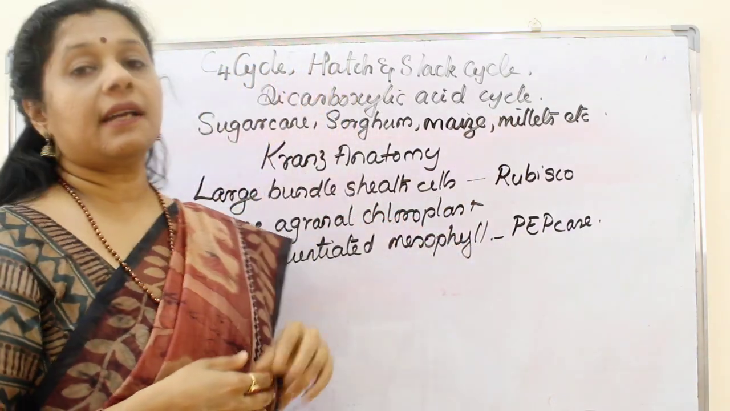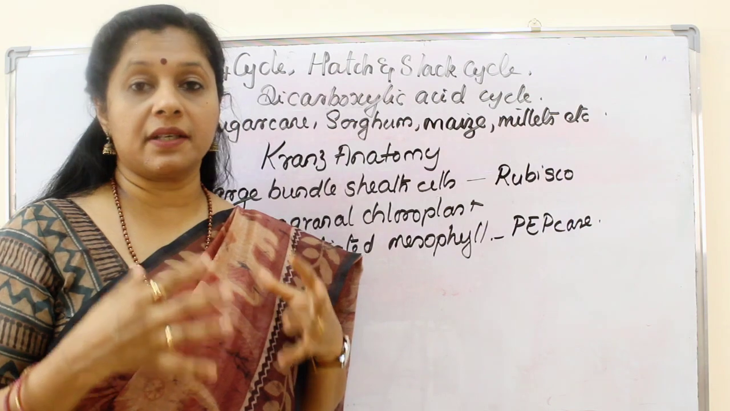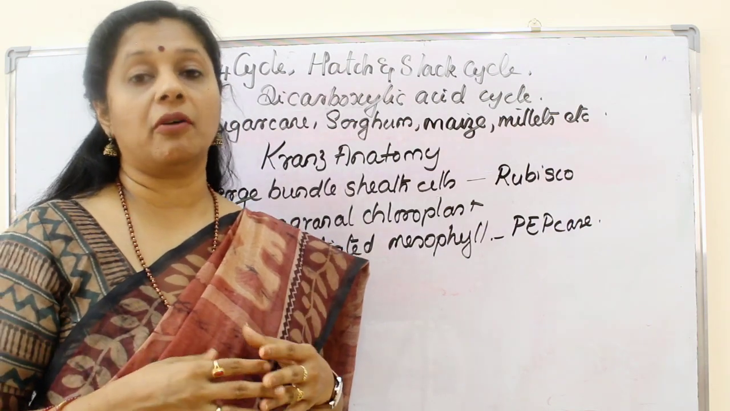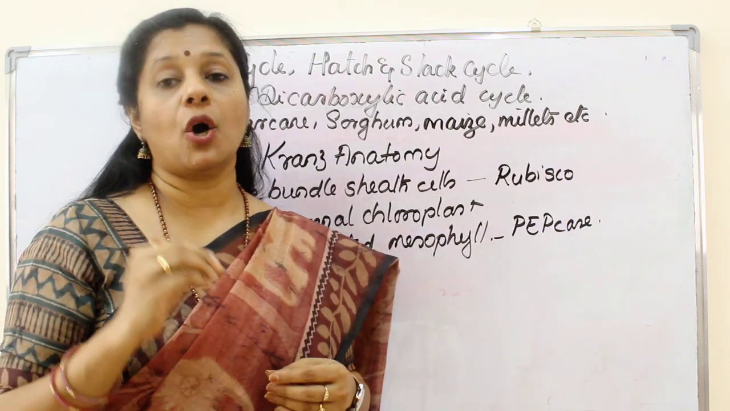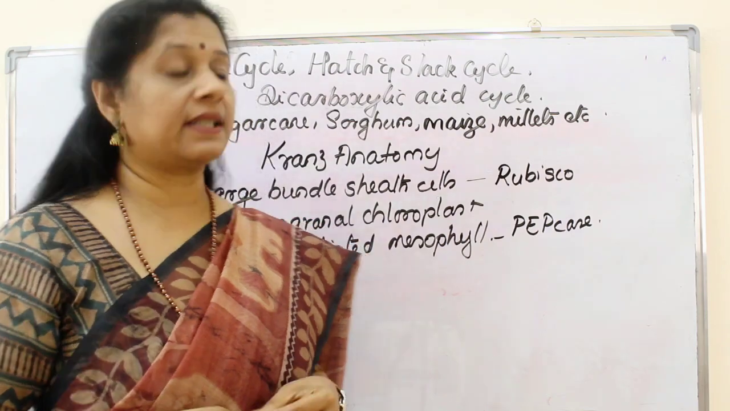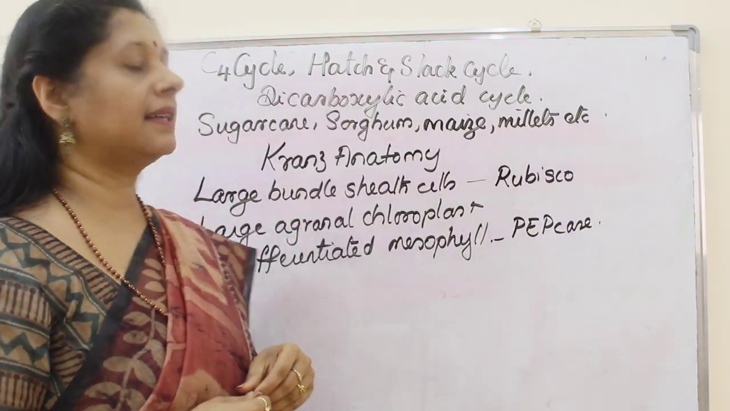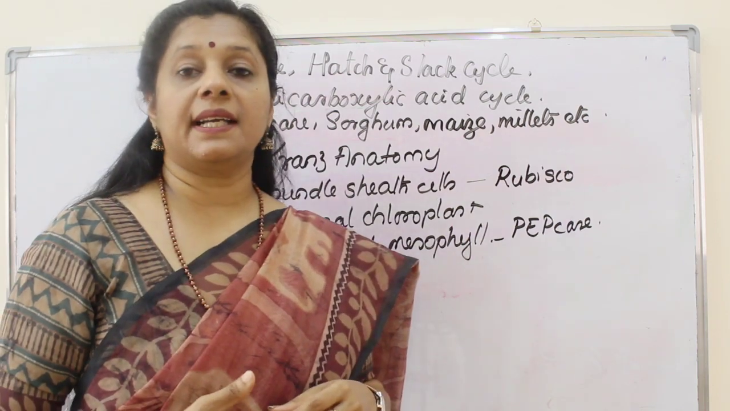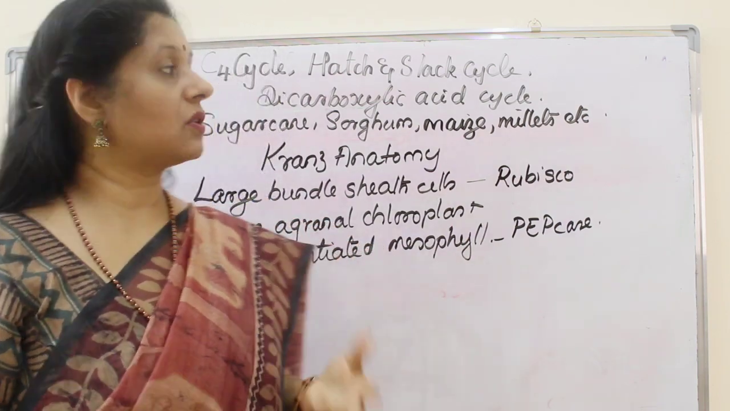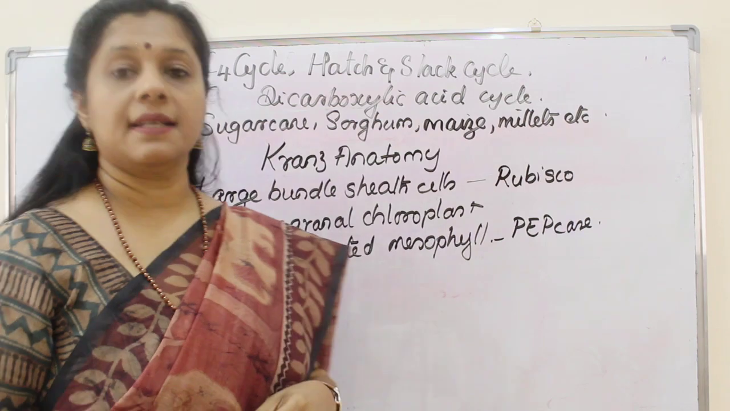Now the C4 cycle is called C4 because the first stable compound formed is a 4-carbon compound called oxaloacetic acid. So it is called the C4 cycle. It was discovered by Hatch and Slack, so it is also called the Hatch and Slack cycle. OAA, or oxaloacetic acid, is a dicarboxylic acid, so it is also called the dicarboxylic acid cycle.